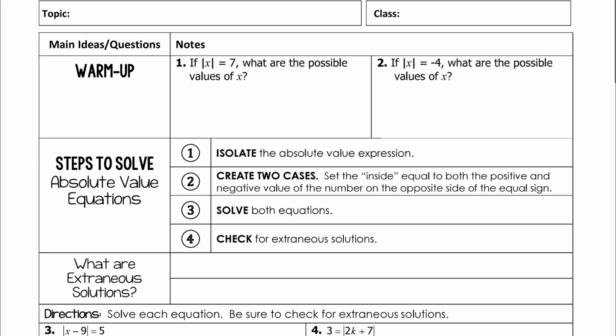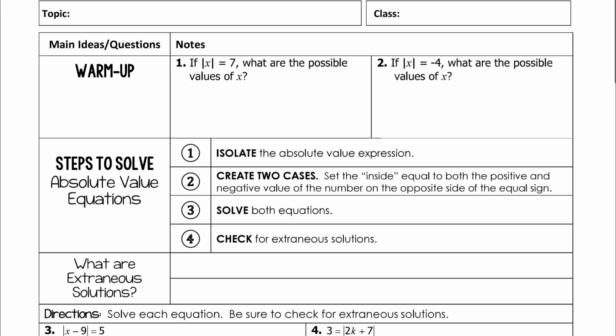What we're looking at today are absolute value equations. Remember, with absolute values, it measures a number's distance from zero. So there's symmetry to this. 5 is 5 units from 0. Similarly, -5 is also 5 units from 0. So both of those values could be a solution to an absolute value equation.